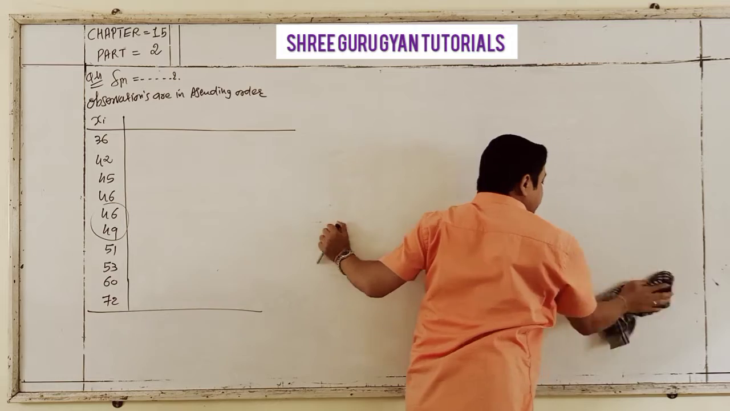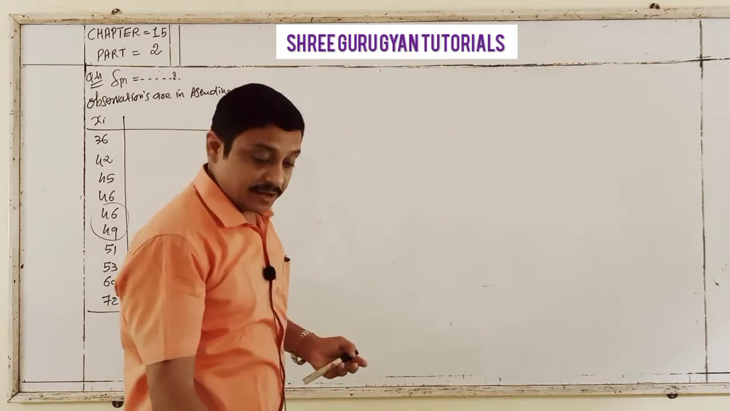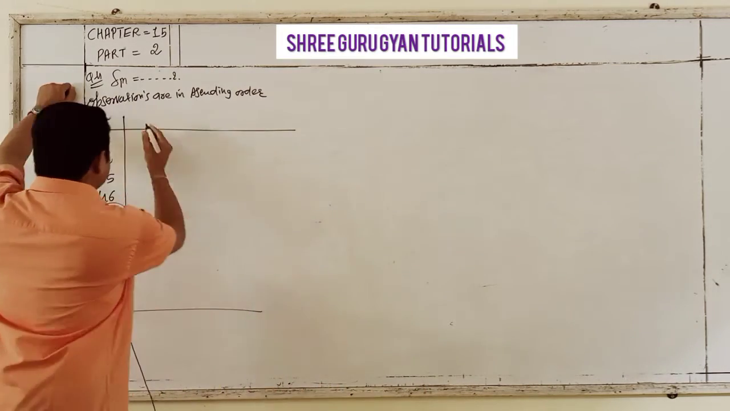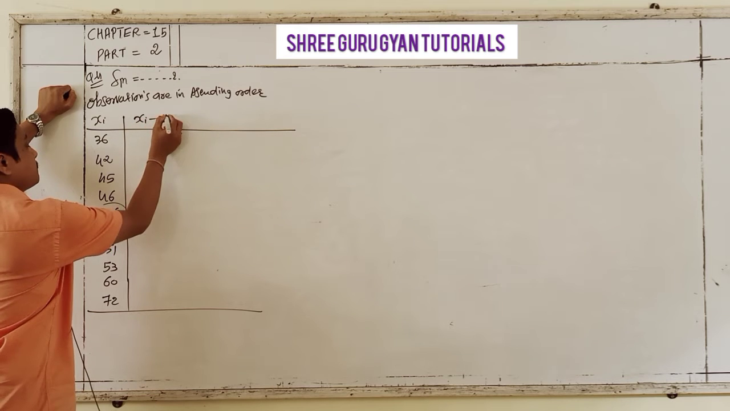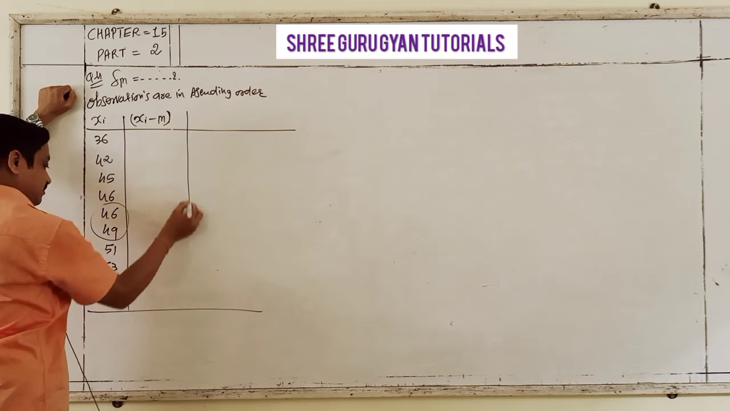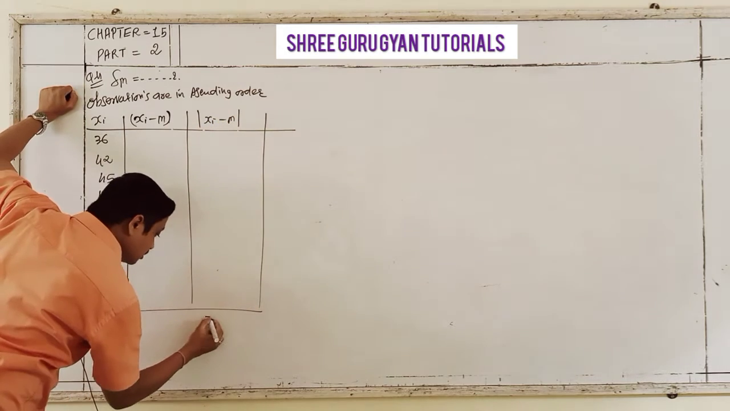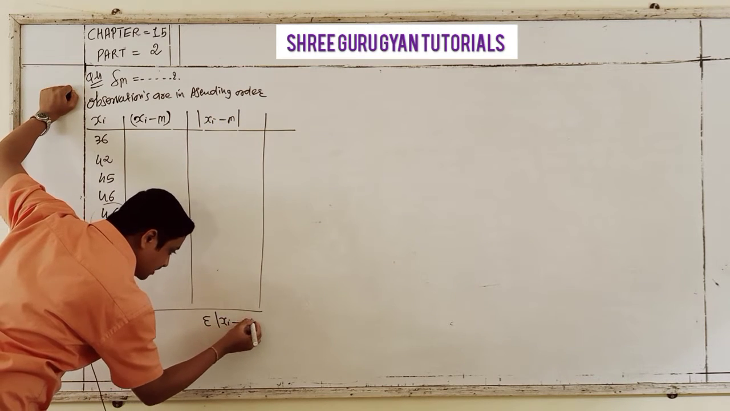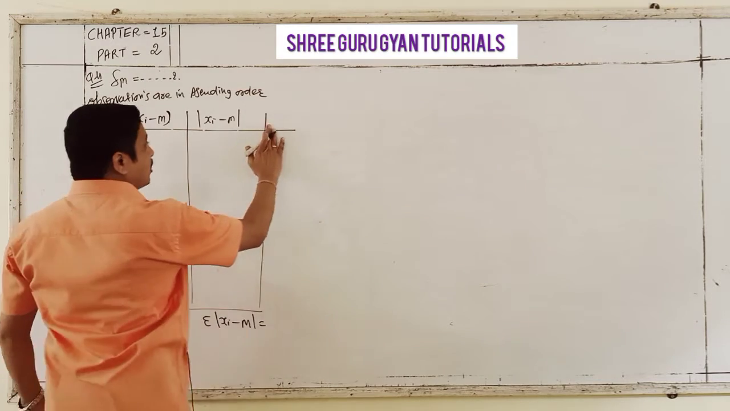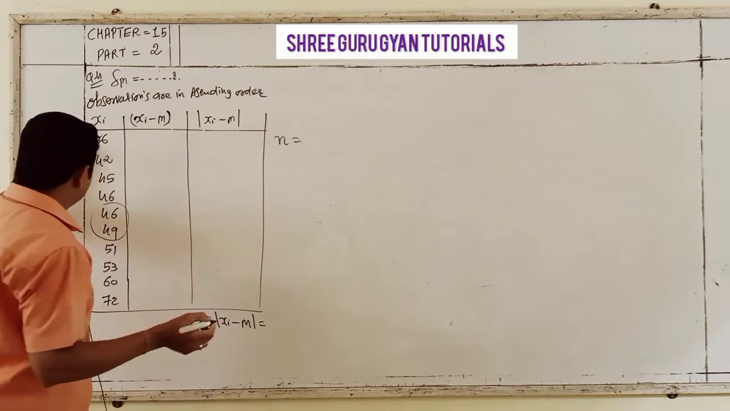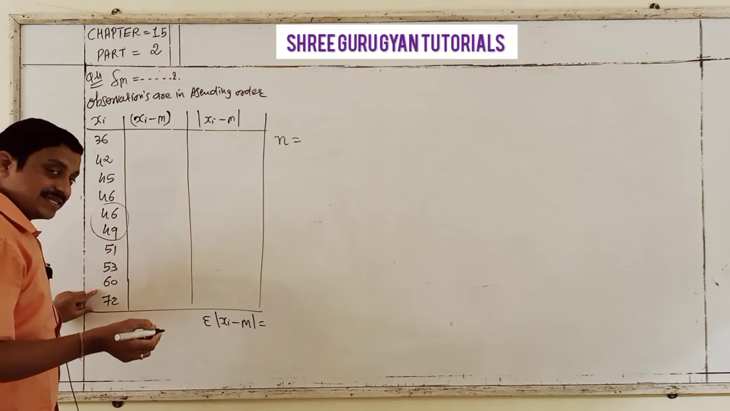Define easily the value for the median. So students, here in the table: xi minus m, and the last table modulus xi minus m, and then the total sigma |xi minus m|. Side by side, write down the formula. Here n becomes 1, 2, 3, 4, 5, 6, 7, 8, 9, 10.